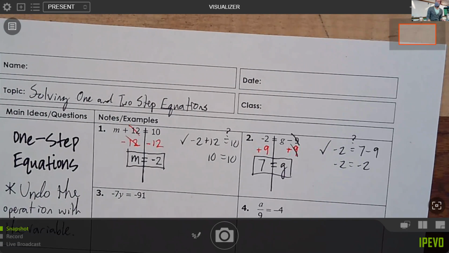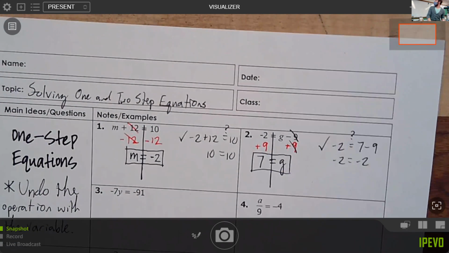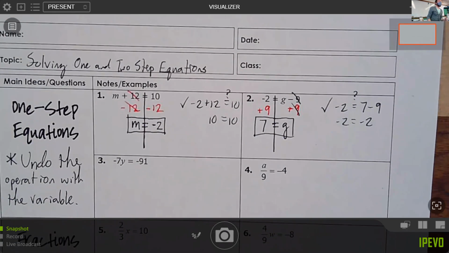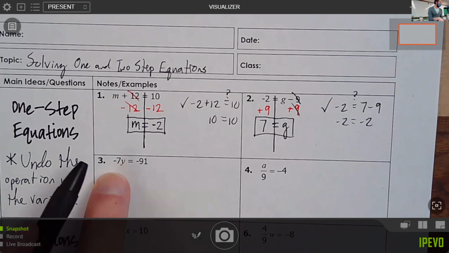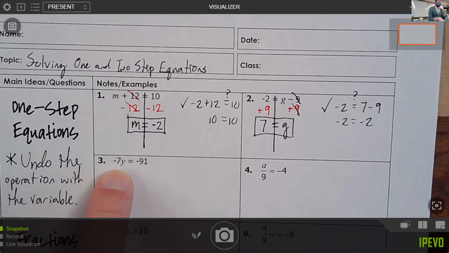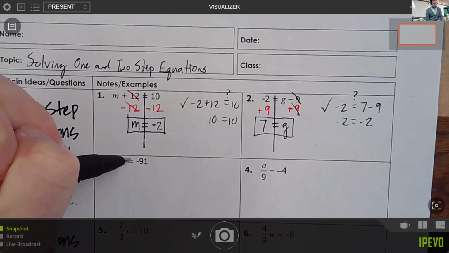All right, so that's it for the first two. On the third one, problem number 3 here, we have negative 7y equals negative 91. What does negative 7y mean? What's that? Multiplication, exactly. Negative 7y means negative 7 times y.